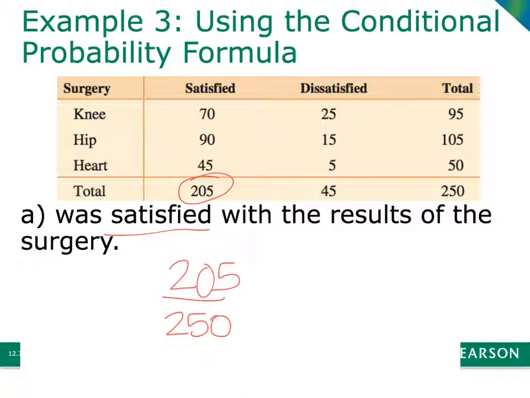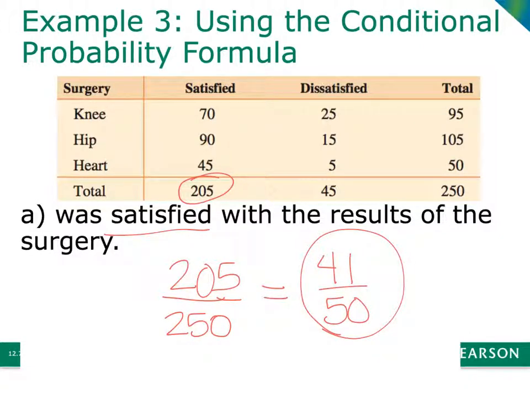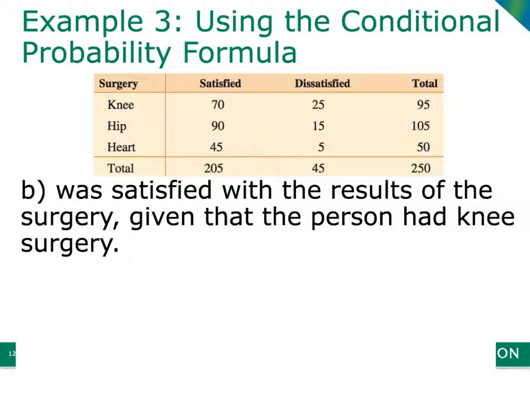Remember, you're always supposed to reduce your fractions. These are both divisible by 5, so if you divide the numerator and the denominator by 5, you get 41 out of 50 patients satisfied with their surgery. B, what's the probability that a random person selected was satisfied with the results of the surgery given that the person had knee surgery?